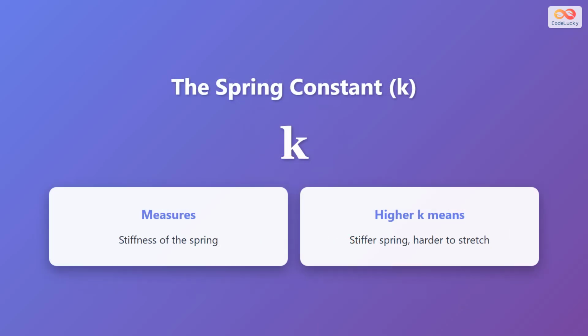The spring constant k is a measure of the spring's stiffness. A higher value of k means the spring is stiffer and harder to stretch or compress. For example, a car suspension spring has a much higher k value than a spring in a pen. A stiffer spring requires more force to achieve the same displacement. This property is intrinsic to each spring and depends on factors like the material it's made from and its physical dimensions.